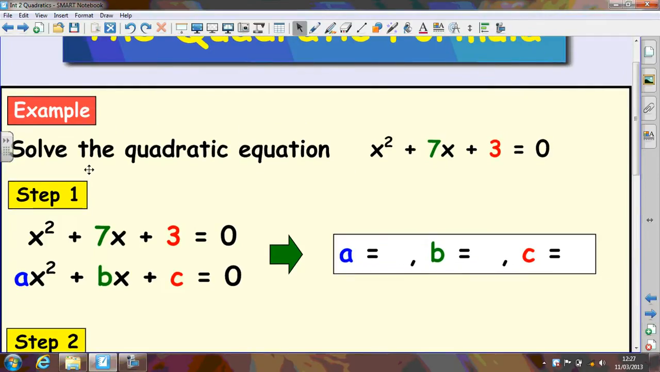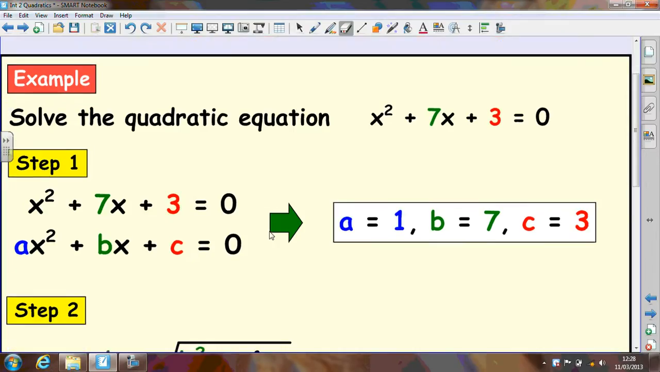So I've broken this up into 2 steps. Step 1 is to work out your a, b and your c values, and we can look at that here. So in this case, a is 1 because there's nothing in front of the x squared, and that just is a 1. The b, that's a plus 7, so we can write b is 7. And the c is this number at the end here, which is 3. So that's us got our numbers. If we can substitute these numbers into the quadratic formula and do calculations with them accurately, then we can work out the roots of the equation.